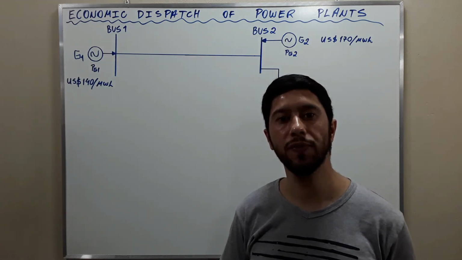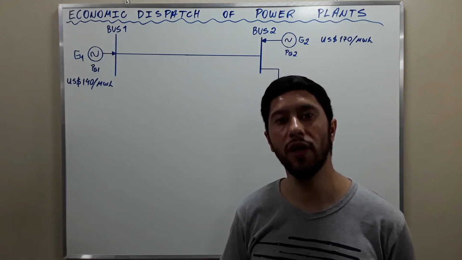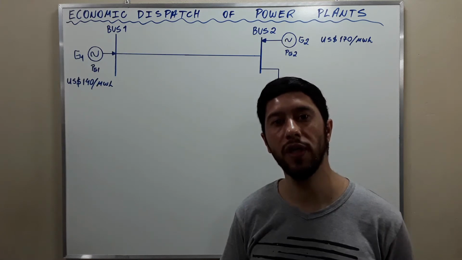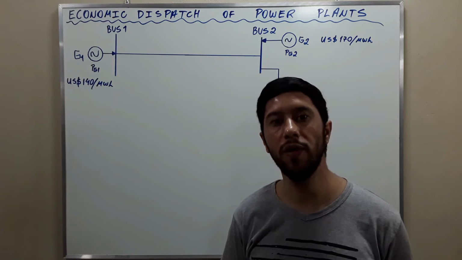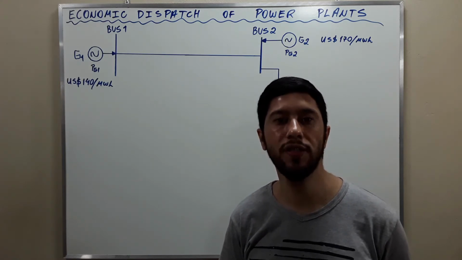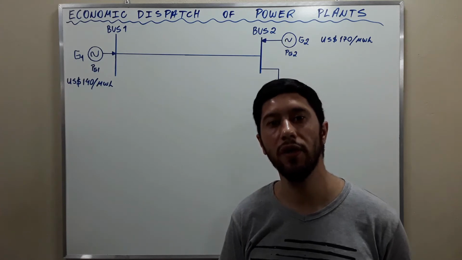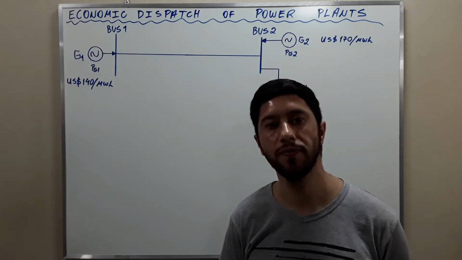Economic dispatch is the determination of the optimal output scenario of a number of power plants to meet the system load at the lowest possible cost, subject to transmission and operational constraints.